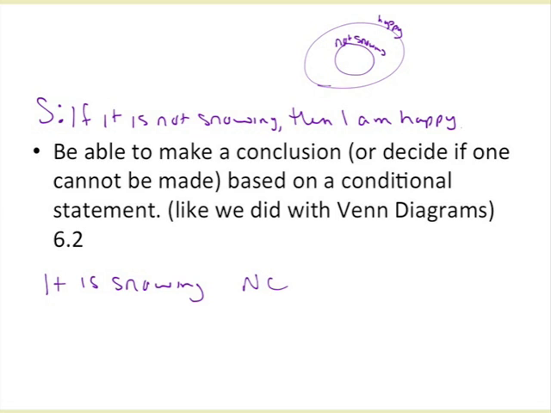I want you to still write with words whether we're drawing a conclusion or not, and not just place your point. But if we were to place our point, the point would be here. Can I draw it like the normal Venn diagrams are, side by side? No, because we need the not snowing to be completely contained within the happy.